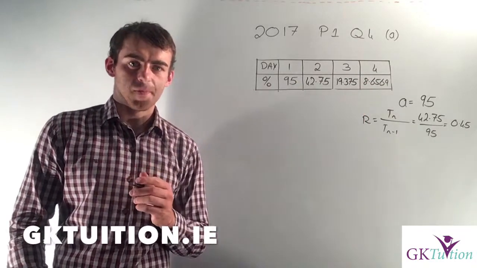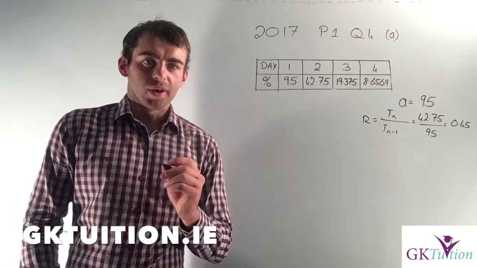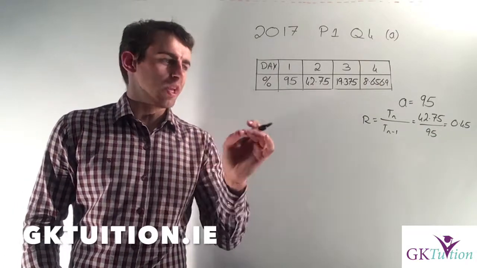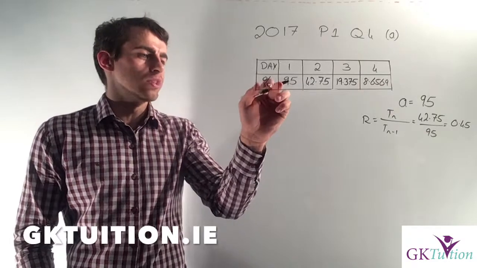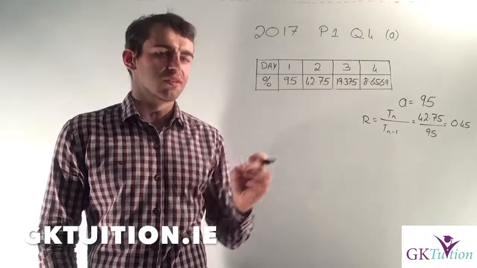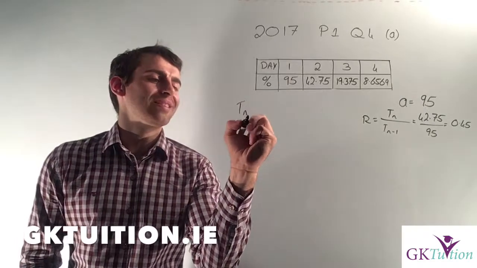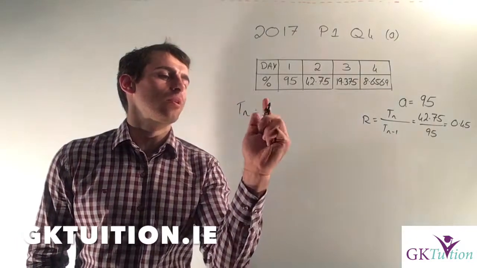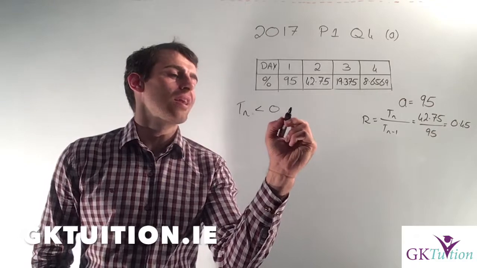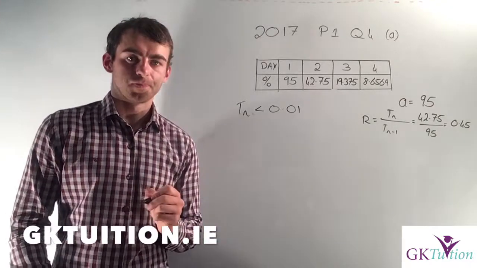geometric sequences. And I've been asked to work out what is the first day in which the percentage of substance in solution, or in other words, this number, what's the first day in which this number is less than 0.01? So I want to know, when is Tn less than 0.01? When is Tn less than 0.01?